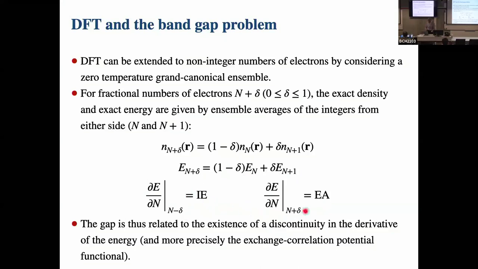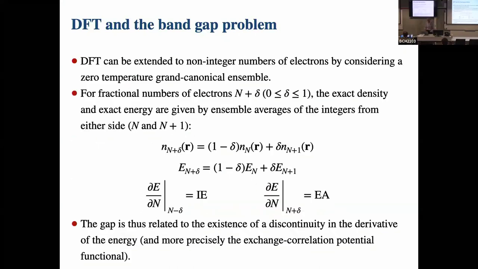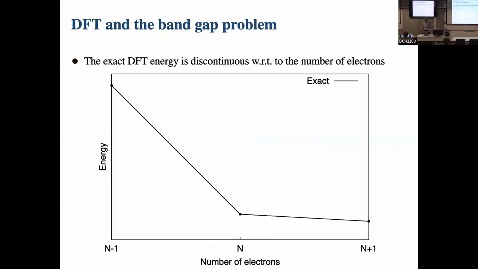And so you can see that the quantity that we've defined here, the Eg, which is the difference between two, is related to the change in the derivative that we have between these two things on the left and on the right, okay? So in principle, the derivative on the left and on the right should be different, and this difference should be the gap. So if we had an exact DFT, it should look like this.